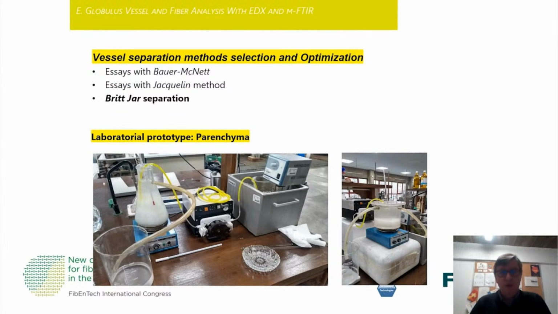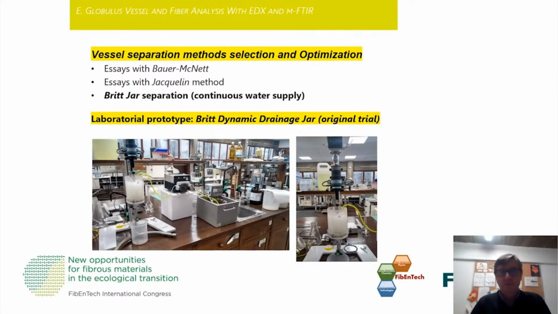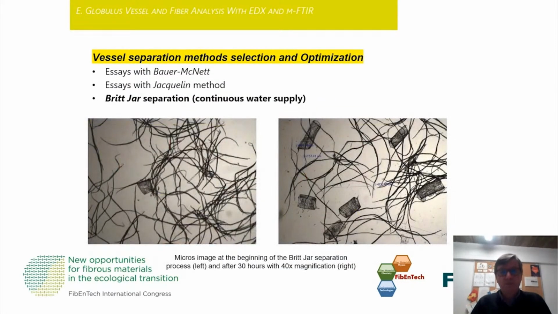We also devised a system of separating the parenchyma in order to clean the pulp suspension, the mixture of fibers and vessels. We also used a Britt dynamic drainage jar in an original trial, which was done with a single screen and a continuous flow of water. Then we obtained the following results shown in the images.